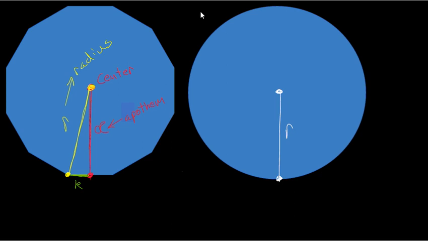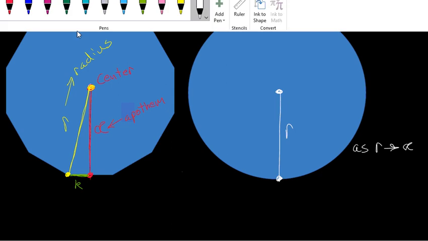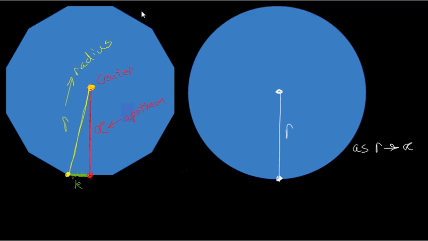Okay, a circle has an infinite number of vertices, right? So this is what we can say about a circle. As the length of our radius approaches the length of our apothem, we can say that the length of K, that is this guy right over here, approaches 0. Okay, we can also say that the number of sides approaches infinity, or the number of vertices. They're equal to the same number.